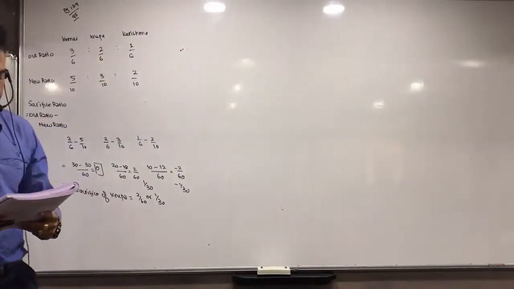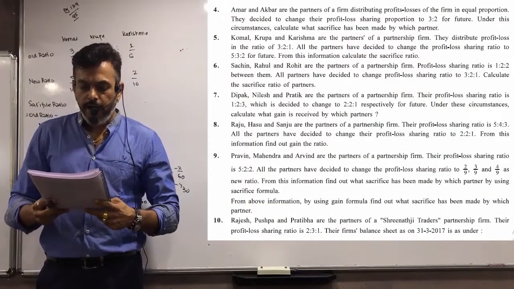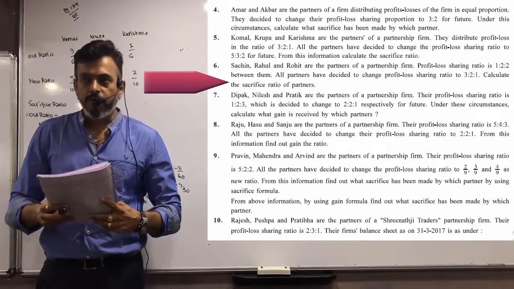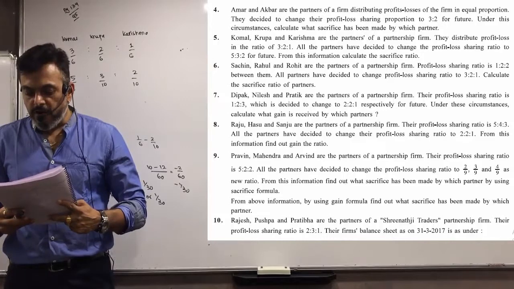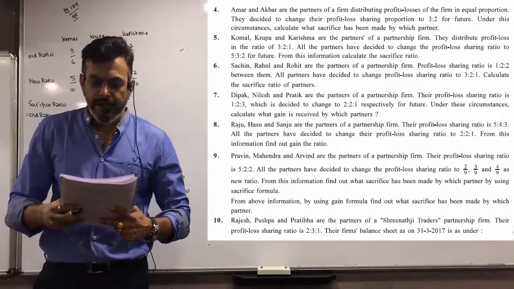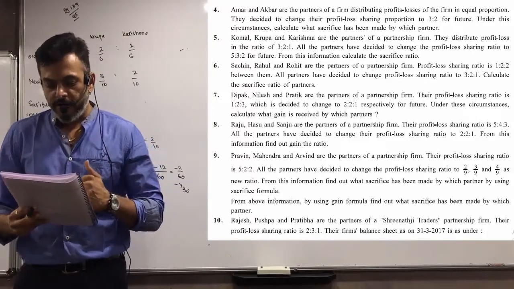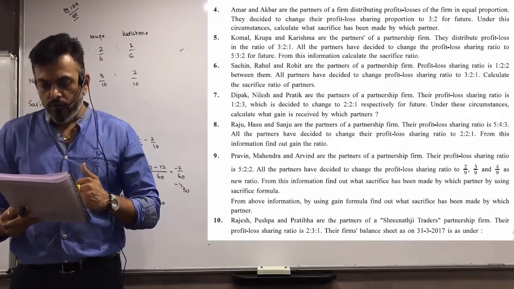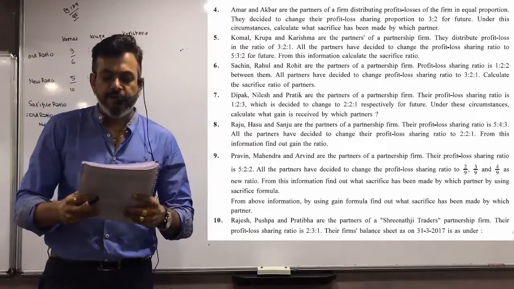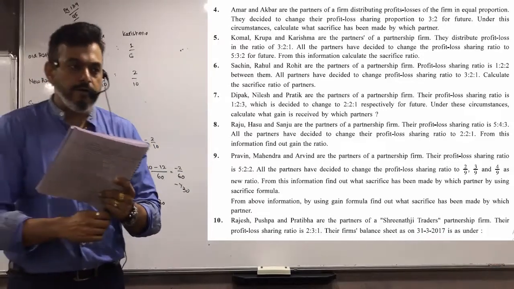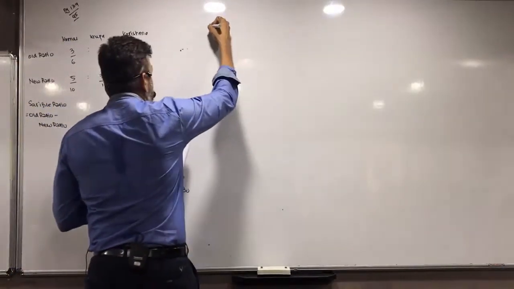Question number 6, page number 139. Sachin, Rahul and Rohit are partners of a partnership firm. Profit loss sharing ratio is 1:2:2 between them. All partners have decided to change the profit loss sharing ratio to 3:2:1. Calculate the sacrifice ratio of partners. Understood the question? Okay, let's write question 6.